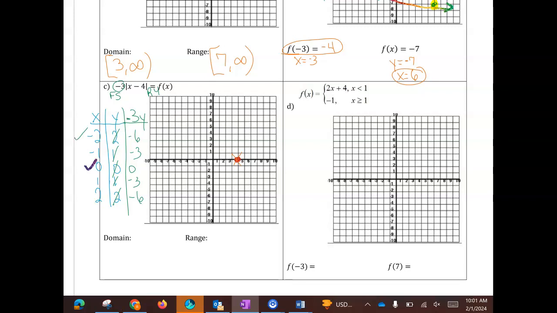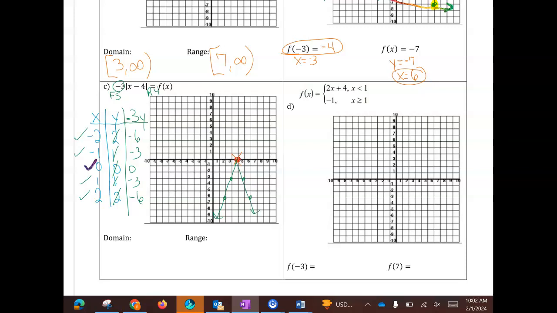So I'm going to go left 2, down 6. I'm going to go left 1, down 3. I'm going to go right 1, down 3. And I'm going to go right 2, down 6. And then this is our V shape.